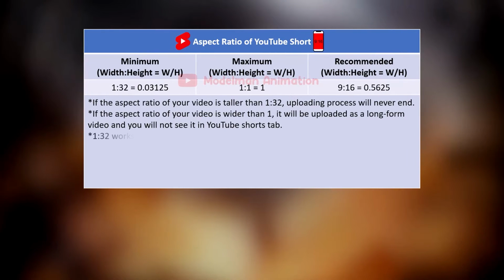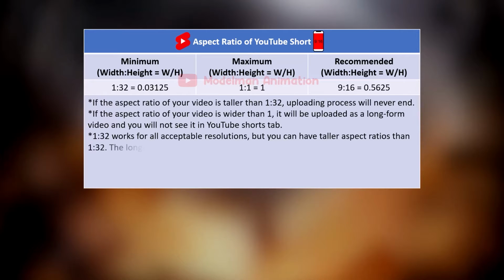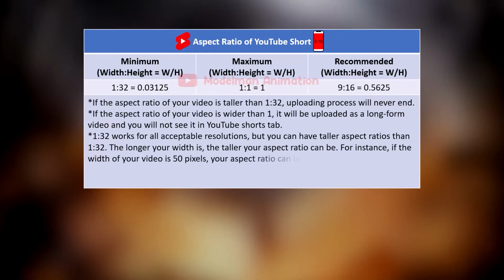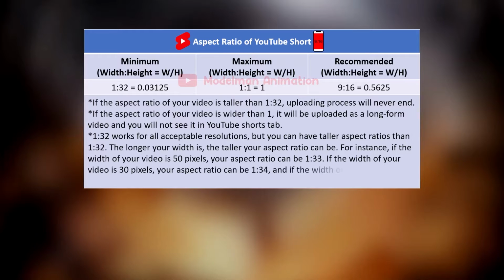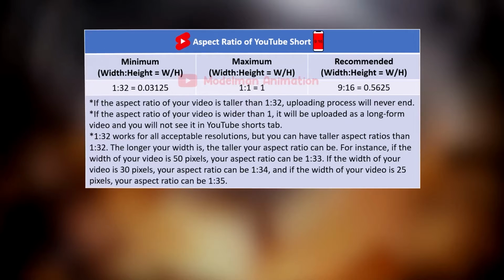Also, you should know that 1:32 works for all acceptable resolutions, but you can have taller aspect ratios than 1:32. In fact, the longer your width is, the taller your aspect ratio can be. For instance, if the width of your video is 50 pixels, your aspect ratio can be 1:33. And if the width of your video is 30 pixels, your aspect ratio can be 1:34. And if the width of your video is 25 pixels, your aspect ratio can be even 1:35, which is the tallest possible aspect ratio for a YouTube short.